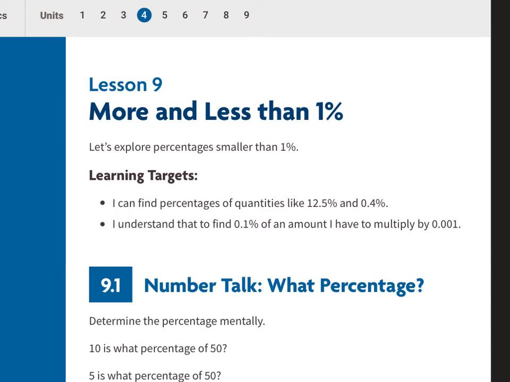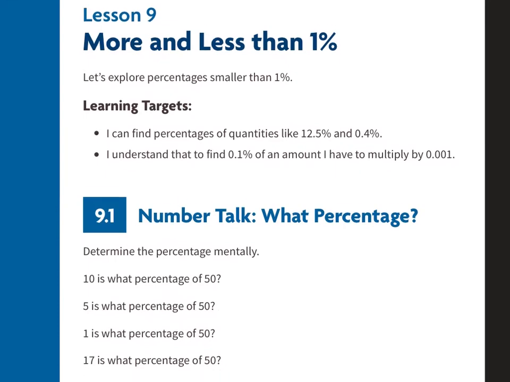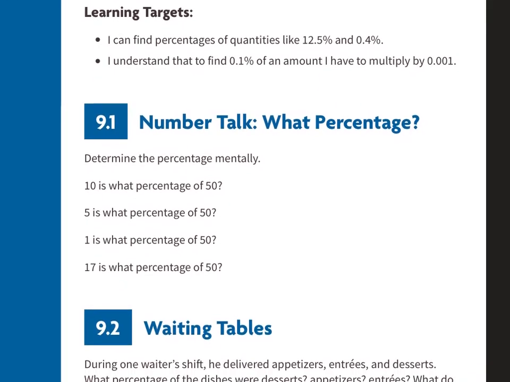So the I can statements: I can find percentages of quantities like 12.5% and 0.4%, and I can understand that to find 0.1% of an amount, I have to multiply by 0.001. Remember, to go from percent to decimal, we move the decimal 2 places to the left. Okay, so determine the percentage mentally.